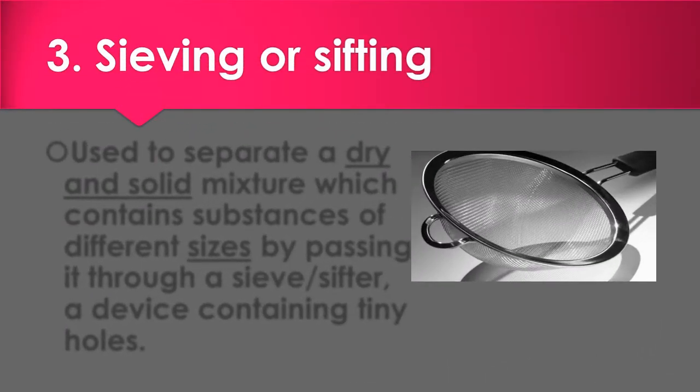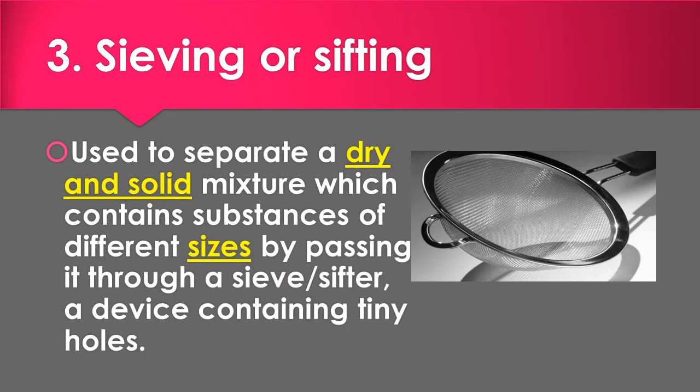Okay, now let's go to sieving or sifting. Sieving or sifting is used to separate a dry and solid mixture, which contains substances of different sizes. So there are fine particles and big particles in the mixture. It uses a sieve or a sifter. We all know what a sifter is, right? Because it is used in the kitchen.